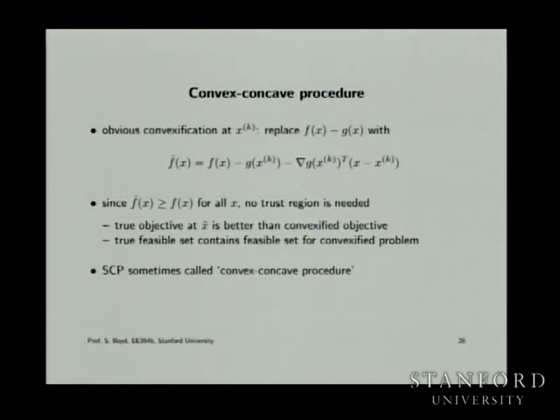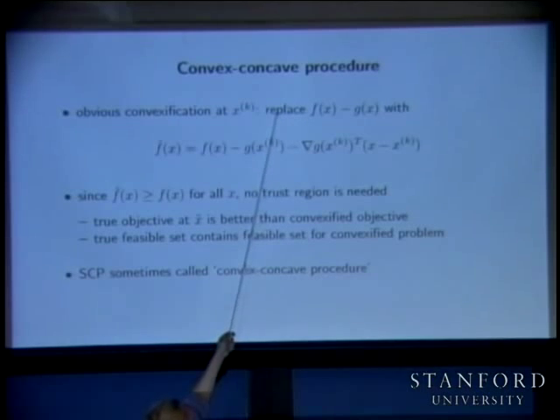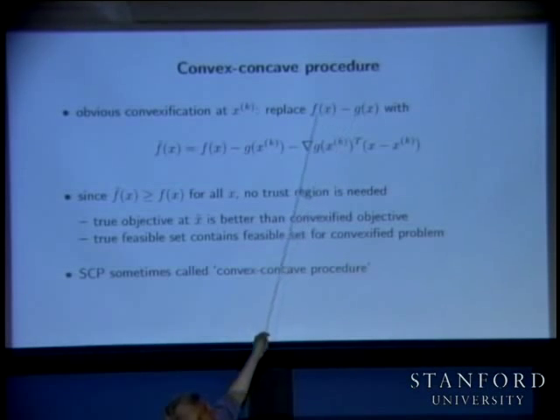So there's a very obvious convexification of a function that's a difference of convex functions. It goes like this. If I ask you to approximate f of x minus g of x with a convex function, we'll just do a little thought experiment. If I came up to you and I said, please approximate f by a convex function, what would your approximation be?